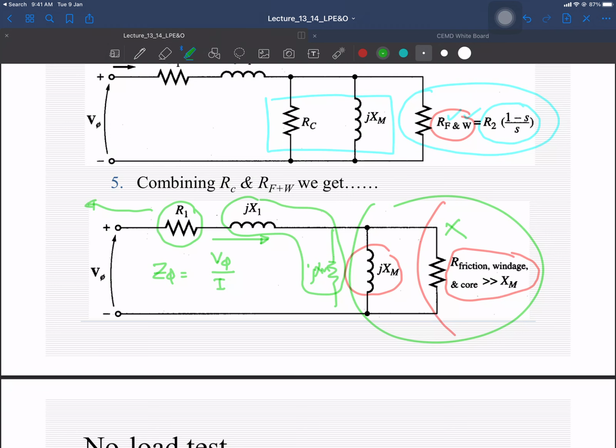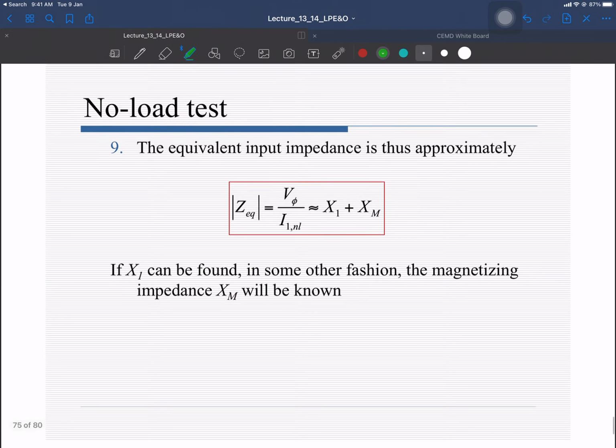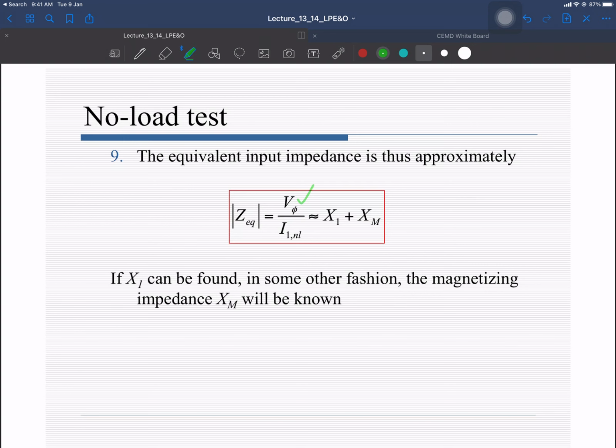R1 we have already calculated with the help of the DC resistance test. So now we are looking for the X1 and Xm only. So the impedance that is calculated from the no load test, V phase over the no load current, is nearly equal to X1 plus Xm. R1 is usually very small because it is representing the resistance of the copper winding. So if somehow you can find out X1 in this, you can estimate Xm, the magnetizing reactance of your machine.